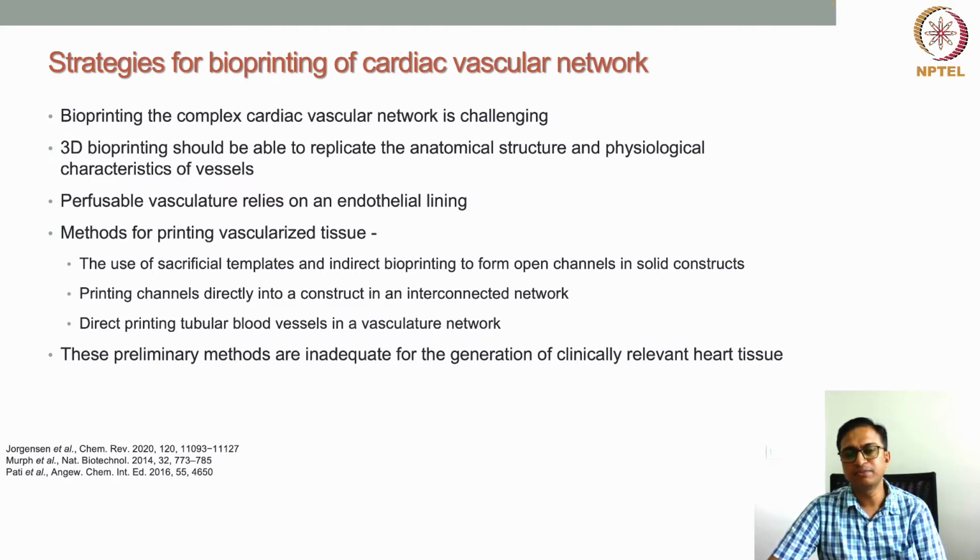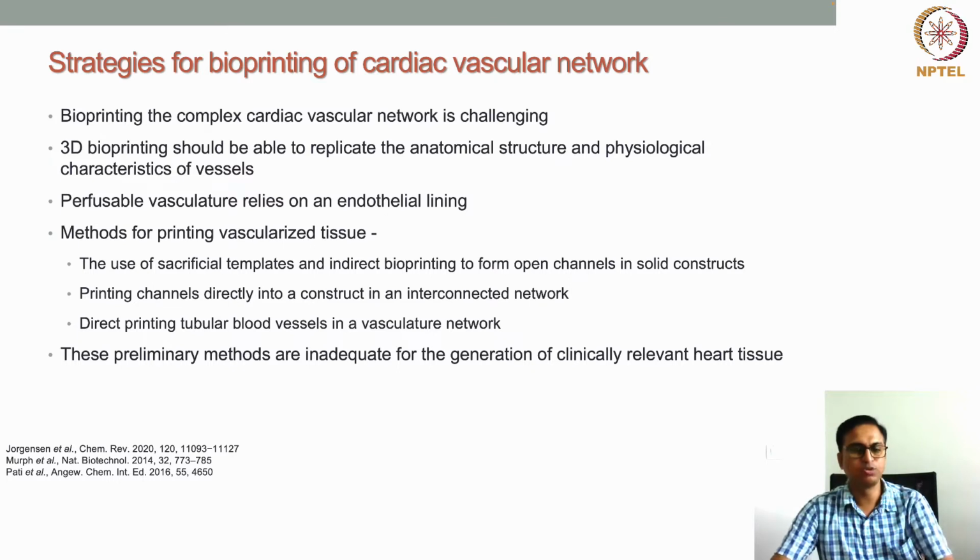The other thing is direct printing of tubular blood vessels in a vascular network. That is also another strategy, where a coaxial bioprinting method can be used, which we have discussed earlier. In the coaxial, there are two concentric nozzles: the core nozzle and the surrounding nozzle. Suppose through the core nozzle we send a cross-linking material, and through the surrounding channels we print the bioink, that is, the blood vessel ink.